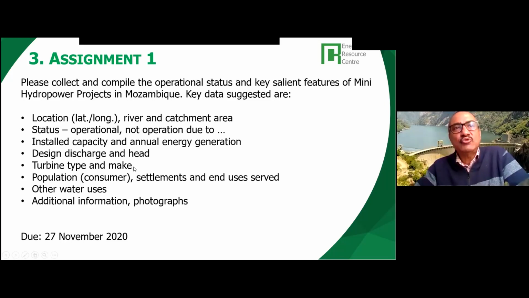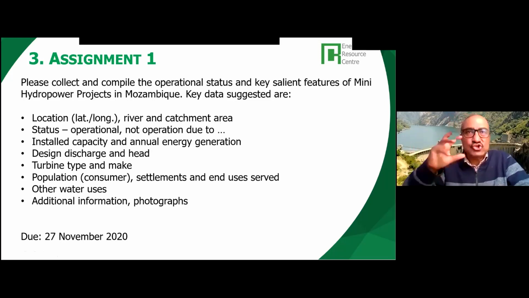The information that would be useful would be the location, the latitude and longitude, the name of the river, and the catchment area. In case some information is missing, if you give me the latitude and longitude of the dam location, then I can use GIS to help. I can show you how we delineate the catchment area. That will be very nice.